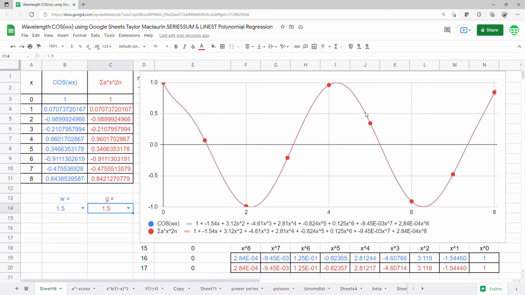This completes the use of Taylor-Maclaurin series sum expansion and LINEST polynomial regression of cosine for varying wavelengths.